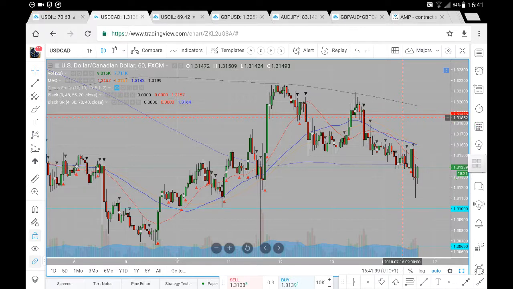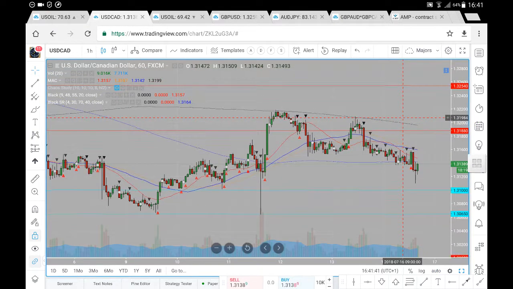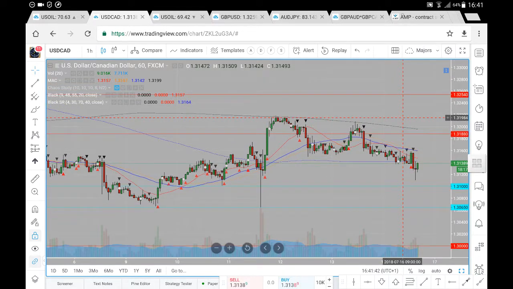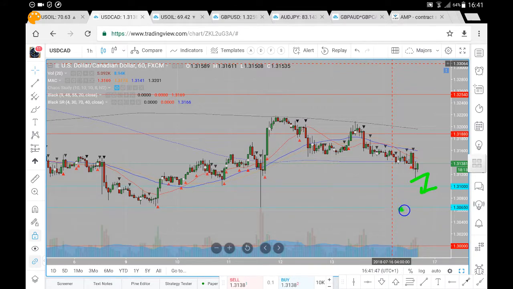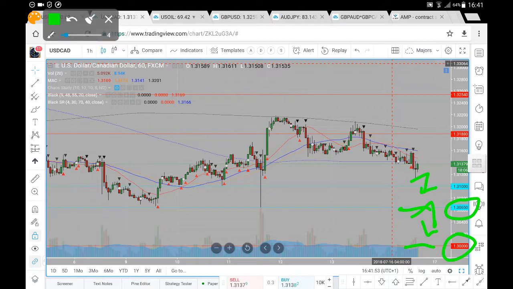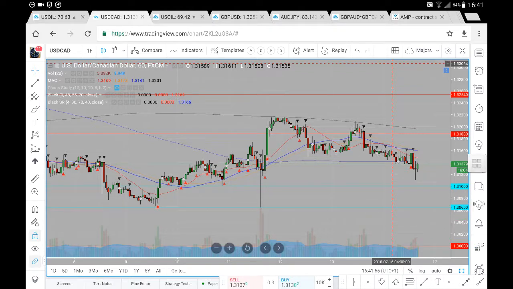If however we're not able to find support at the 131, the very next levels of note to the downside beyond the 131 would be a move down towards this 130.60, a successful break from which we're then looking for price to head down towards this 130 here on the US dollar CAD.